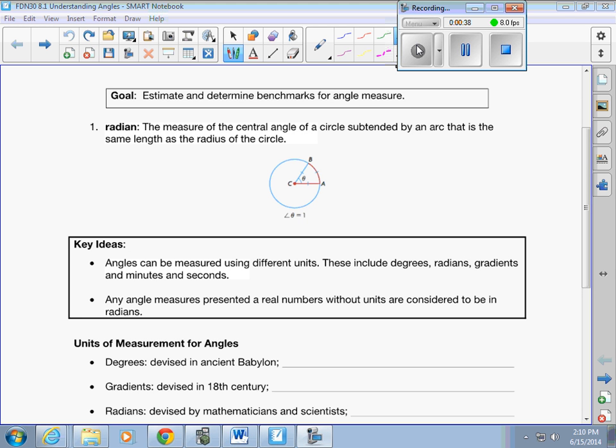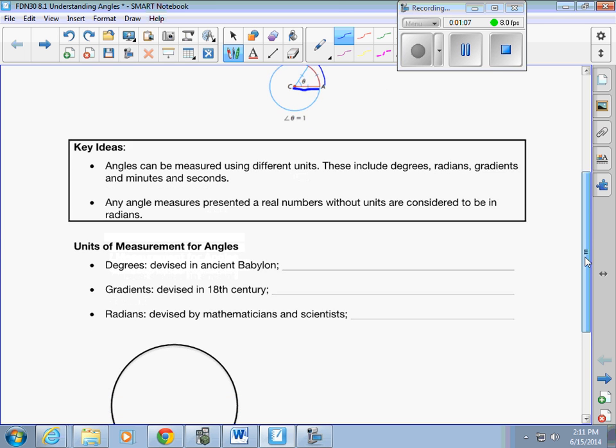So when you're dealing with radians, this measurement of C to A will be the same distance as the arc that is made by it when it's subtended from the central angle. So the radian then is the measure of that central angle when we have these qualities. When our radius and our arc are the same, then we're looking at a radian measurement.